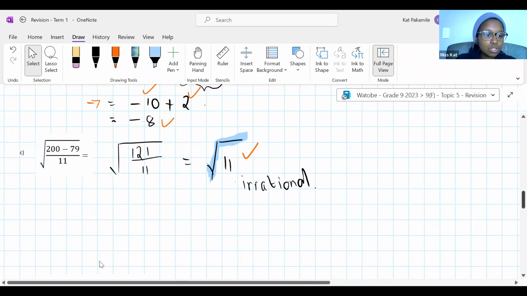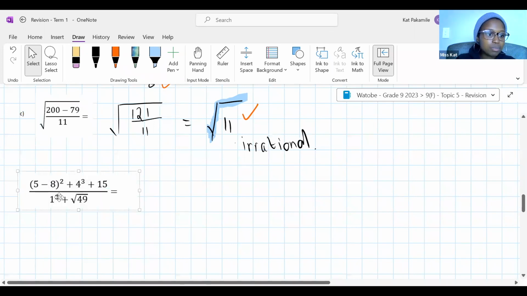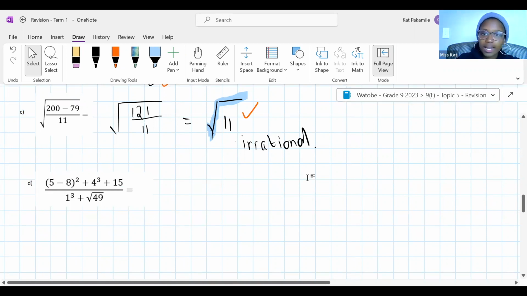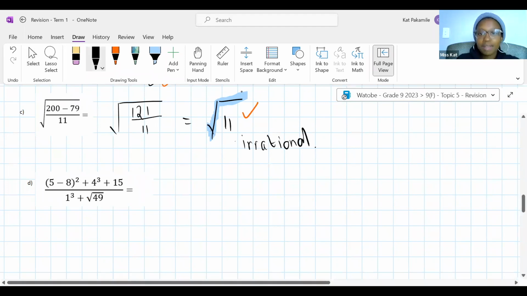Okay, let's go to this beautiful one over here. Who's gonna do this one with me? Anybody? Somebody? Right? That's true. It's actually not scary at all. It's very pretty.